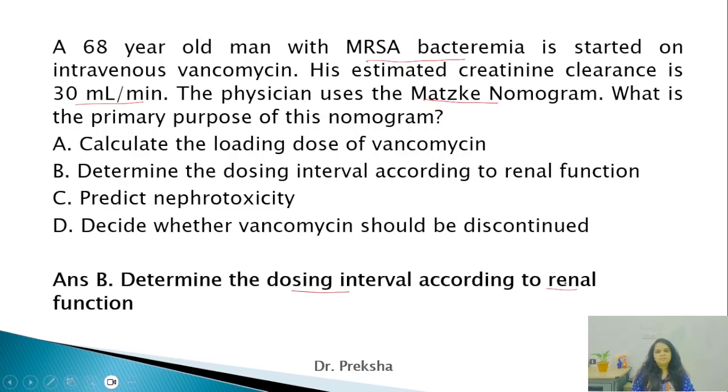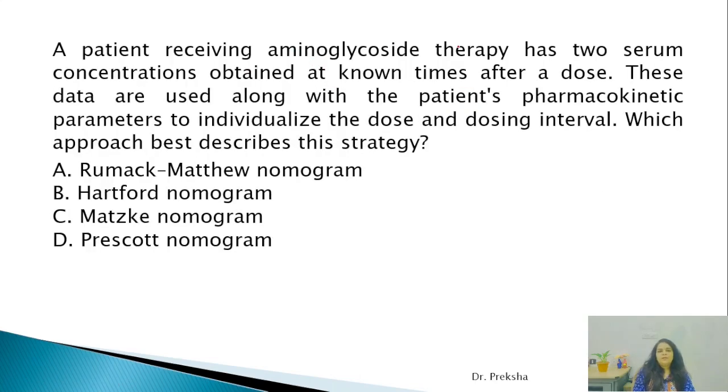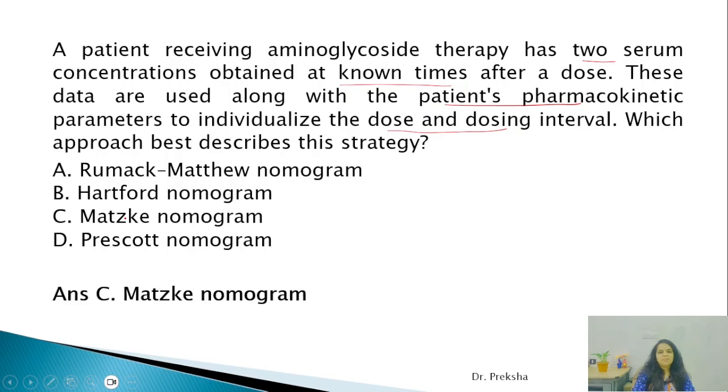A patient receiving aminoglycoside therapy has two serum concentrations obtained at known times after a dose. These data are used along with the patient's pharmacokinetic parameters to individualize the dose and dosing interval. Which approach best describes this strategy? Rumack-Matthew nomogram, Hartford nomogram, Matzke nomogram, or Prescott nomogram. Here it is for aminoglycoside. So the nomogram that is used is the Matzke nomogram.